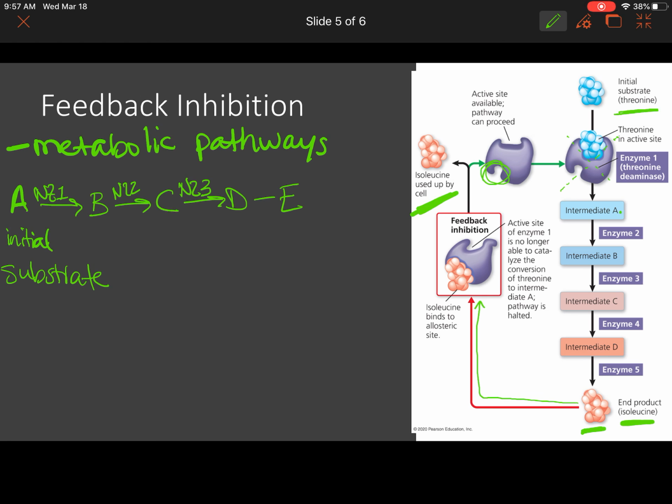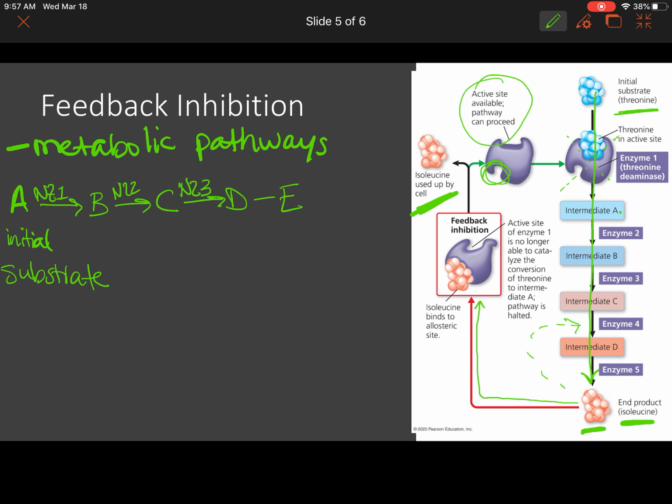However, when the cell uses up all of the isoleucine that's available, the isoleucine is going to dissociate or come off of the allosteric site, and now our enzyme is available again. Threonine can bind, and this pathway is reopened. Okay? So why wouldn't it make sense for isoleucine just to feed back and inhibit, say, enzyme 4?